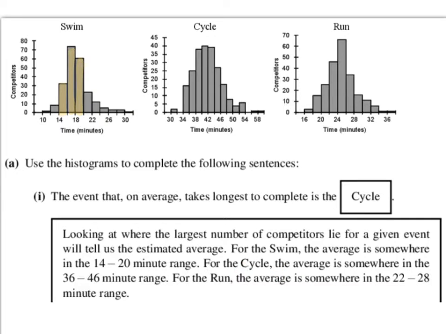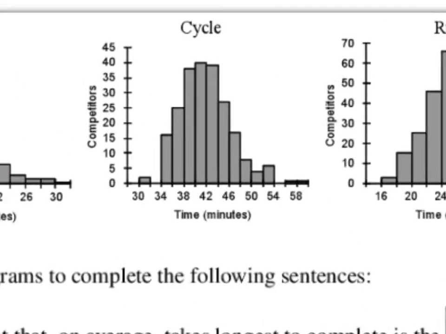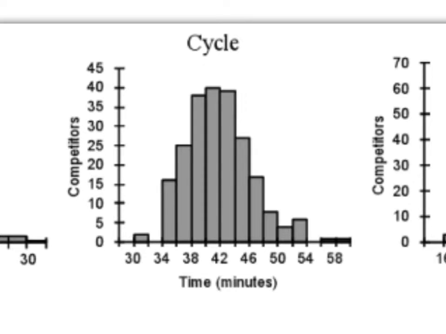Then for the cycle, the average is somewhere in between the 36 to 46 minute range. So let's zoom in on the cycle. Here we see again our x-axis is going up in twos, and we see that these are the highest bars, and they range from 36 up as far as 46. And again, this is in minutes.